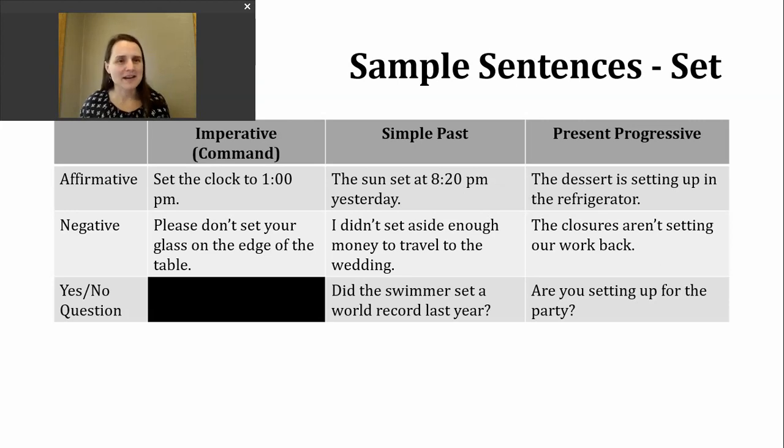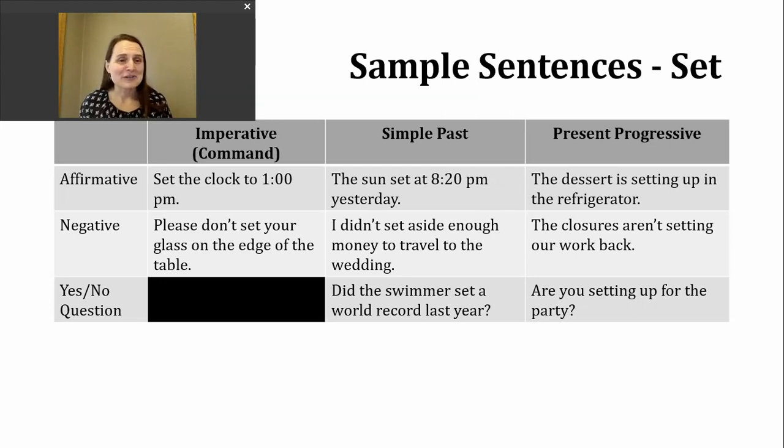There's that phrasal verb set up. This might be the idea of gelling or hardening. This could be something like the treat Jell-O. It has to set up. To make the negative, what we're going to do is insert not after our be verb. And it's fine to use a contraction isn't or aren't, but there is no contraction with am. Okay? Here's an example of that. The closures aren't setting our work back. Okay.